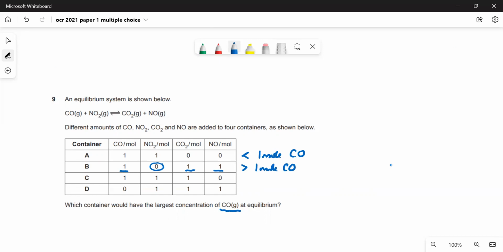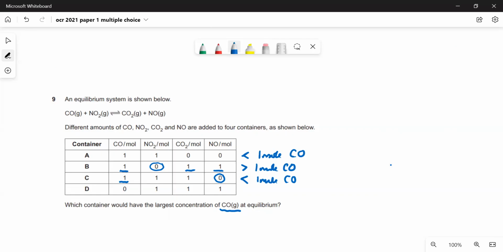In C, let's see what's happening there. We start off with 1 mole of CO. We haven't got any NO. So that reaction is going to go forwards a little bit to go to equilibrium to make some NO. So we're going to have less than 1 mole of CO. So at the moment, it looks like B is the right answer.